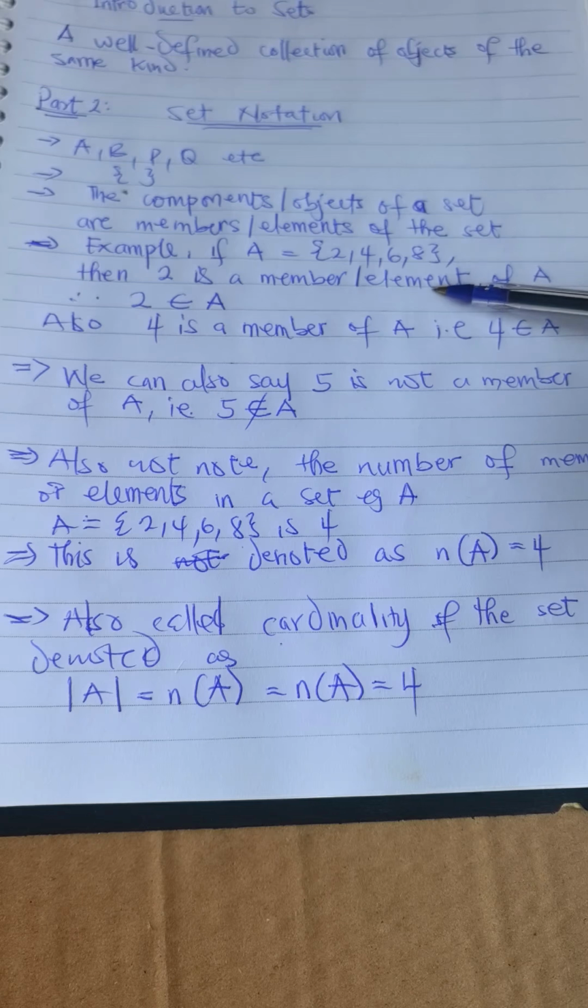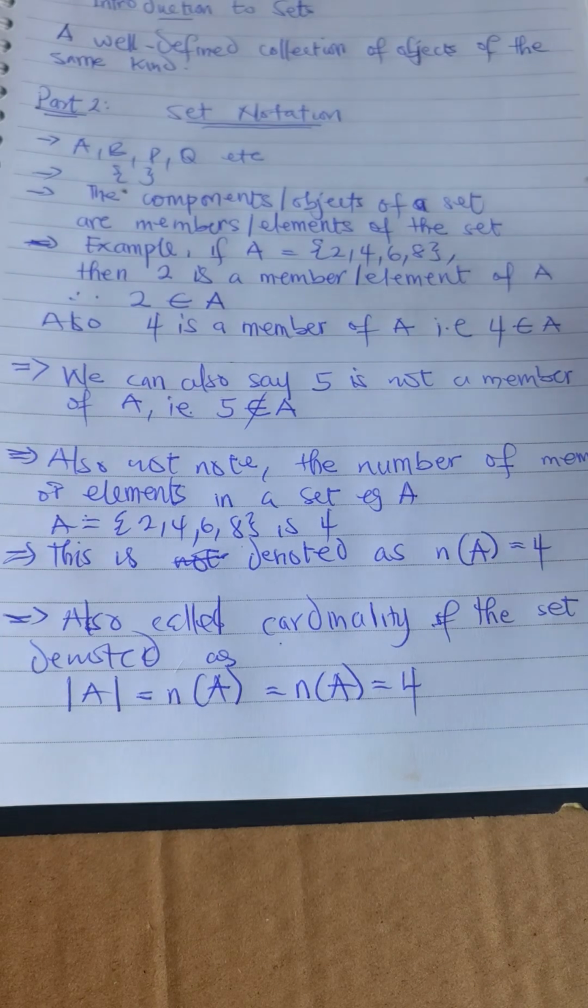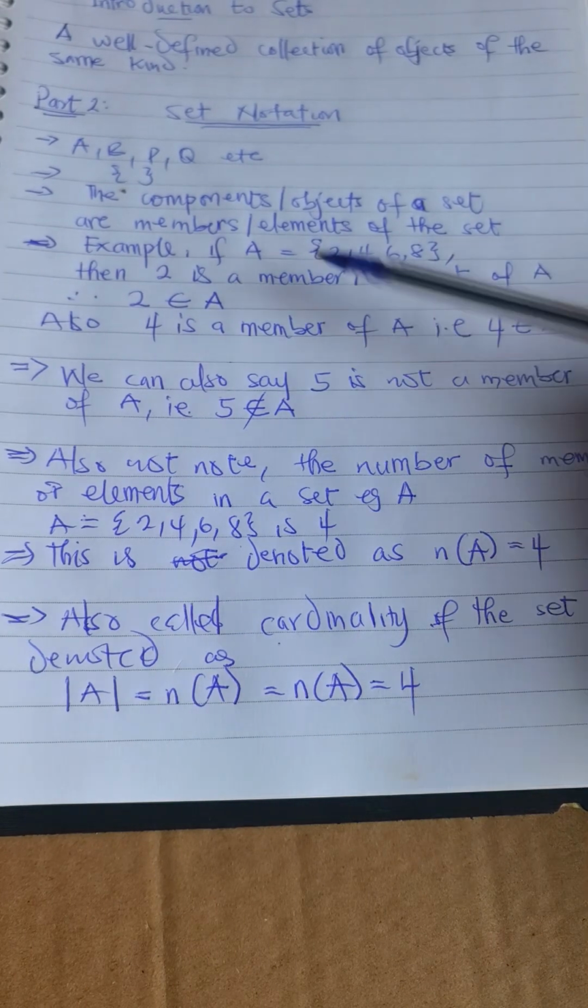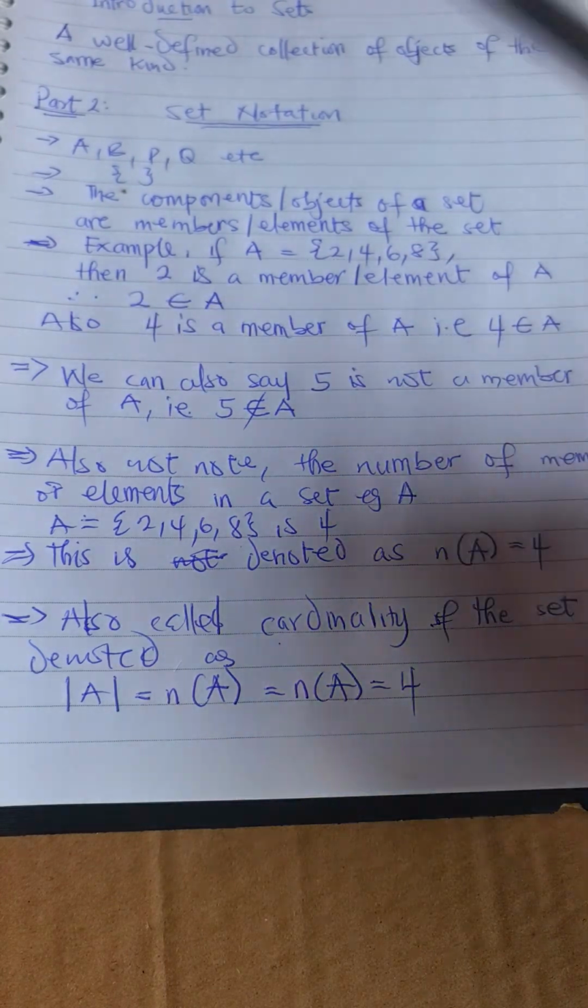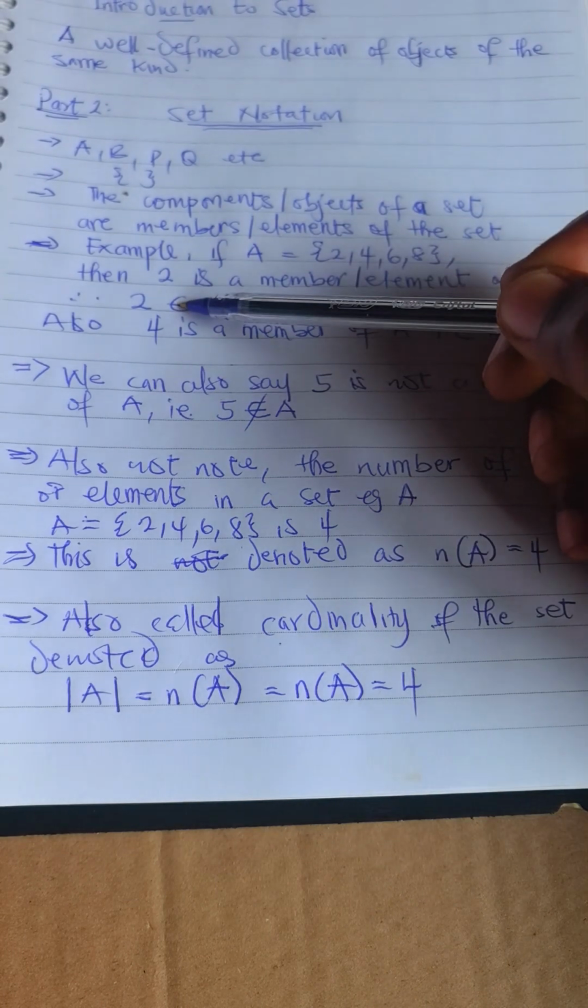For example, if capital A is equal to the set 2, 4, 6, 8, then 2 is a member or an element of A. That is represented as 2, the member symbol, A. Once again, 2 is a member of, or element of, A. That's the symbol there.